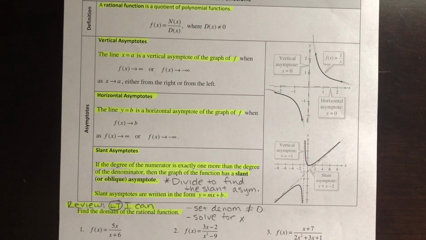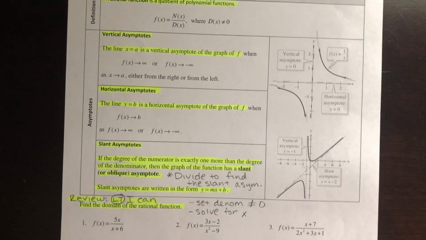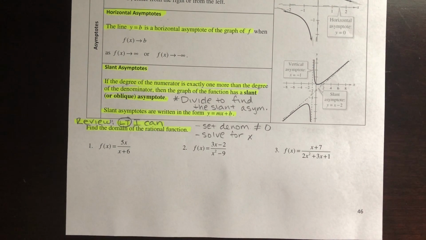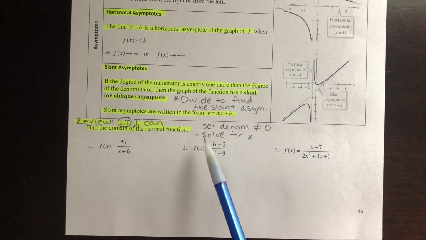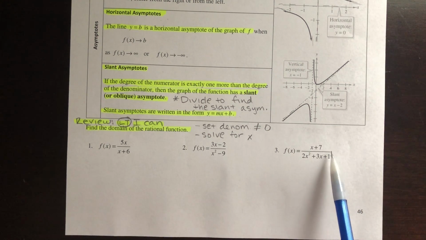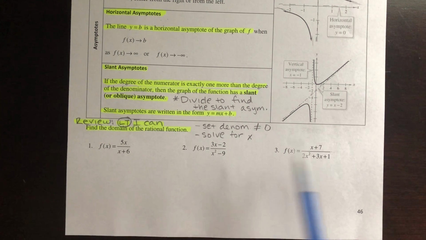Now let's look at how to find these moving forward. Before we can do that, we're going to quickly review finding domain. How do you find the domain of a rational function? If you think back to the previous lesson when we went over this learning target, you can't have a denominator of 0. So the domain of these rational functions is all the reals except for our exclusions, whatever would make the denominator 0.